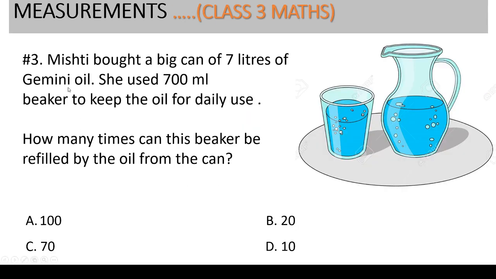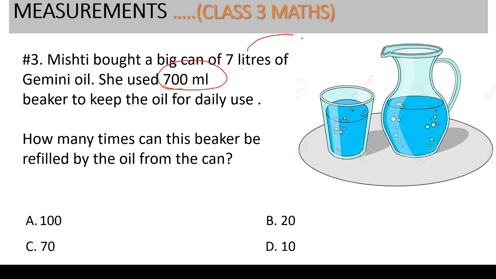Next question. Mishti bought a big can of 7 liters of Gemini oil. She used a 700 ml beaker to keep the oil for daily use. How many times can this beaker be refilled by the oil from the can? Try to get your answer. Pause the video if you need more time to solve. Well, the way to do it is that we need to divide 7 liters by 700 ml.